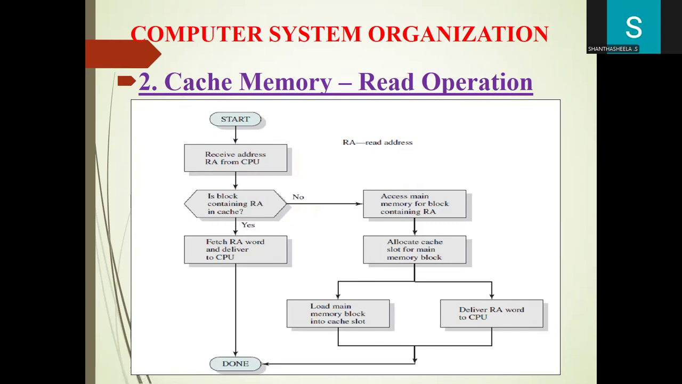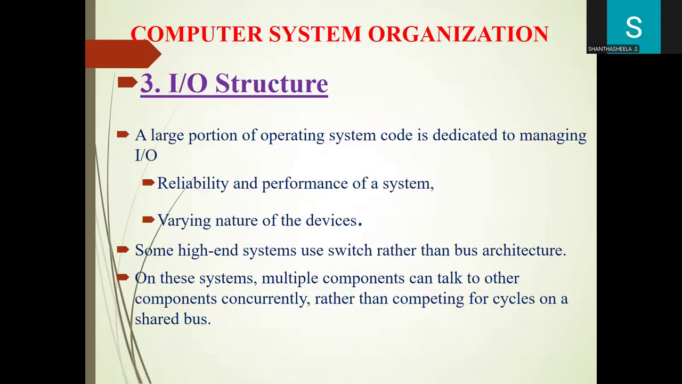So if the block containing the address is present in the cache, we fetch that and deliver it to the CPU. If not, we allocate a cache slot for the main memory block, then load the memory block into the cache slot. So this is how the read operation is carried out in the cache memory.